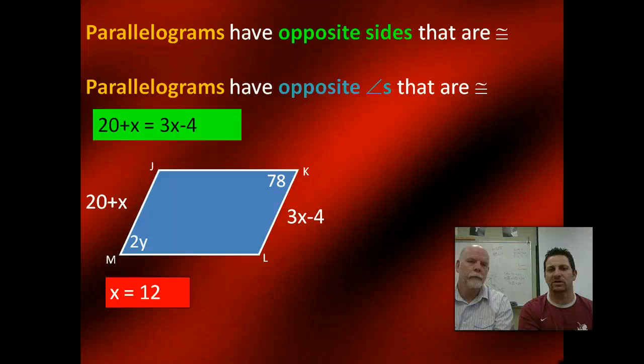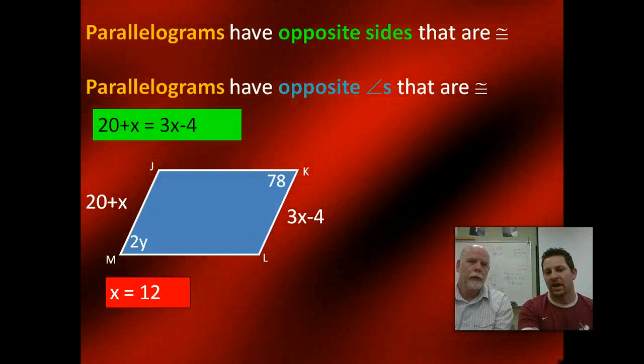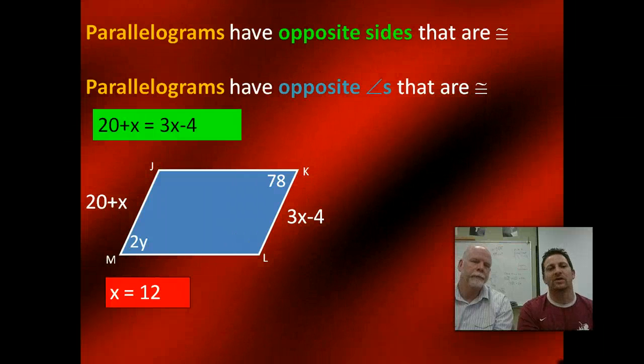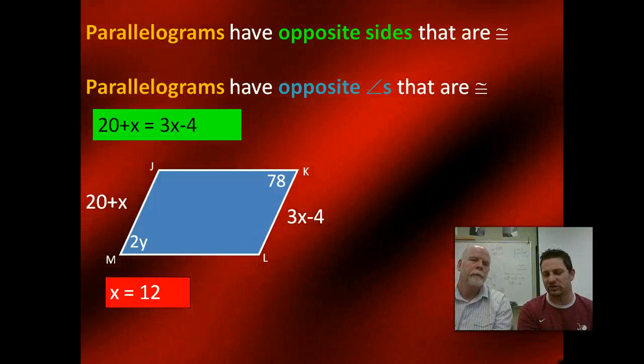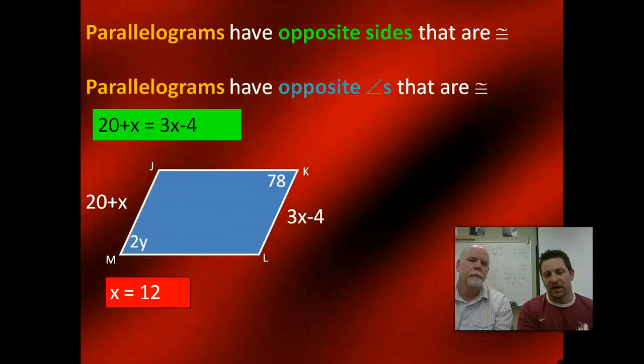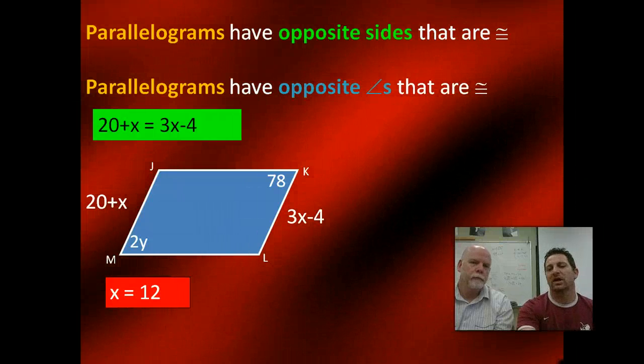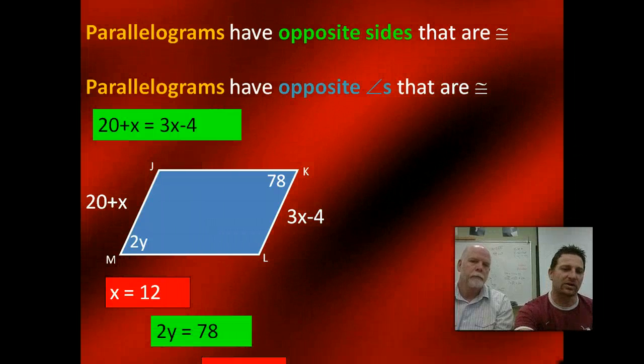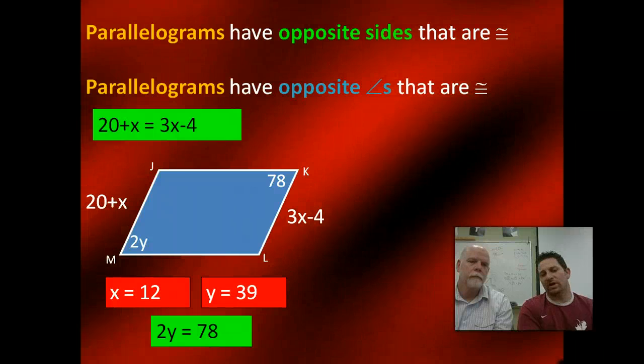The equations may look different, but they mean the same thing. And then the x is 12. Excuse me, my bad, and if you plug it back in, then the sides would be 32. Then you look at the angles, same thing here. Those two acute angles are congruent, so all we're going to do is say 2y equals 78. Divide by 2 and you get 39, so y equals 39, and that's pretty much it.